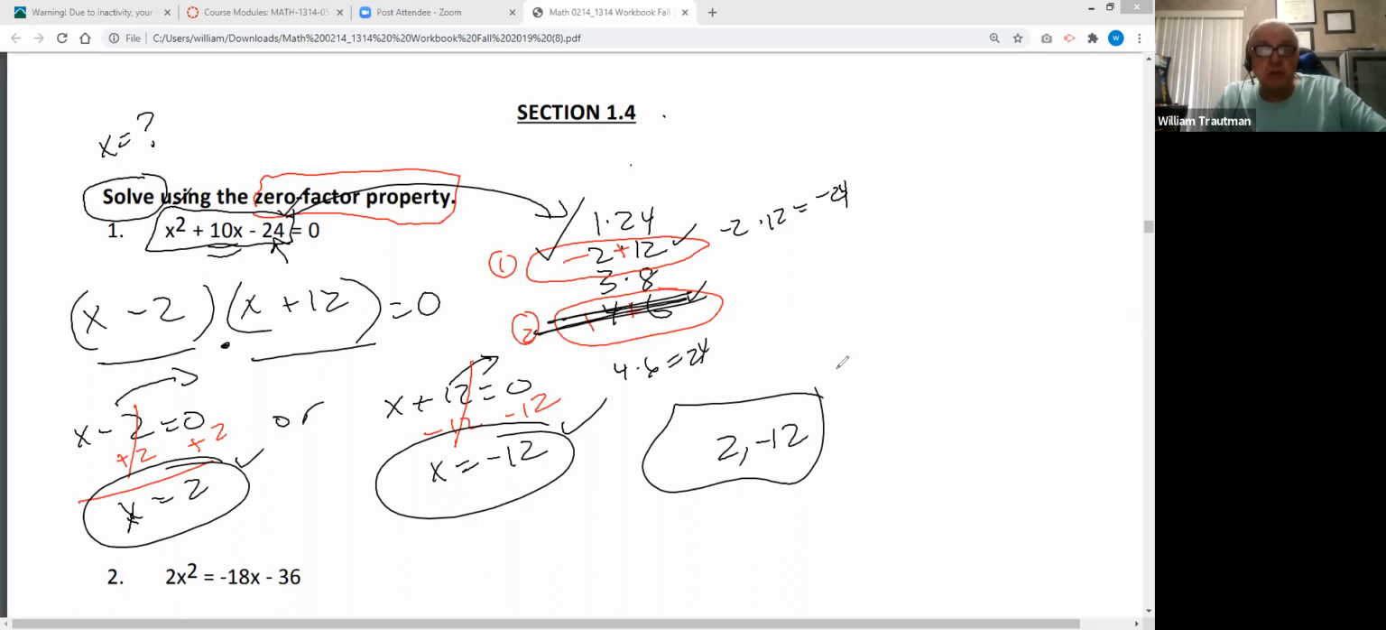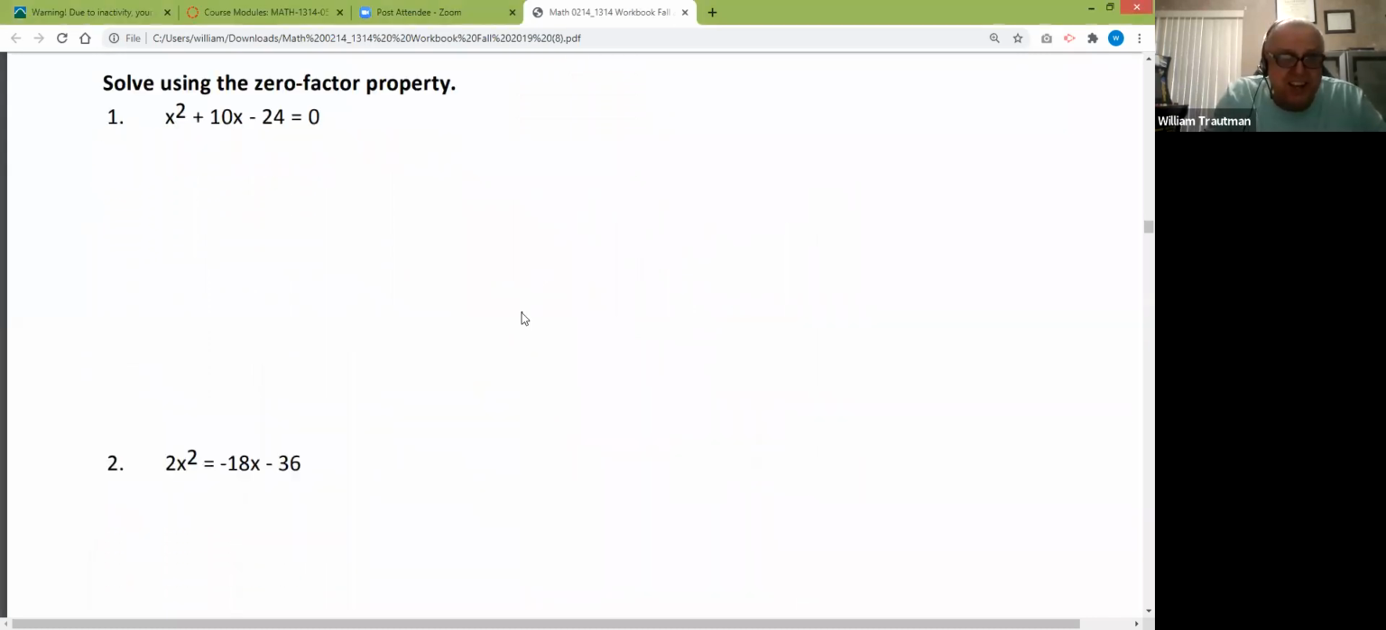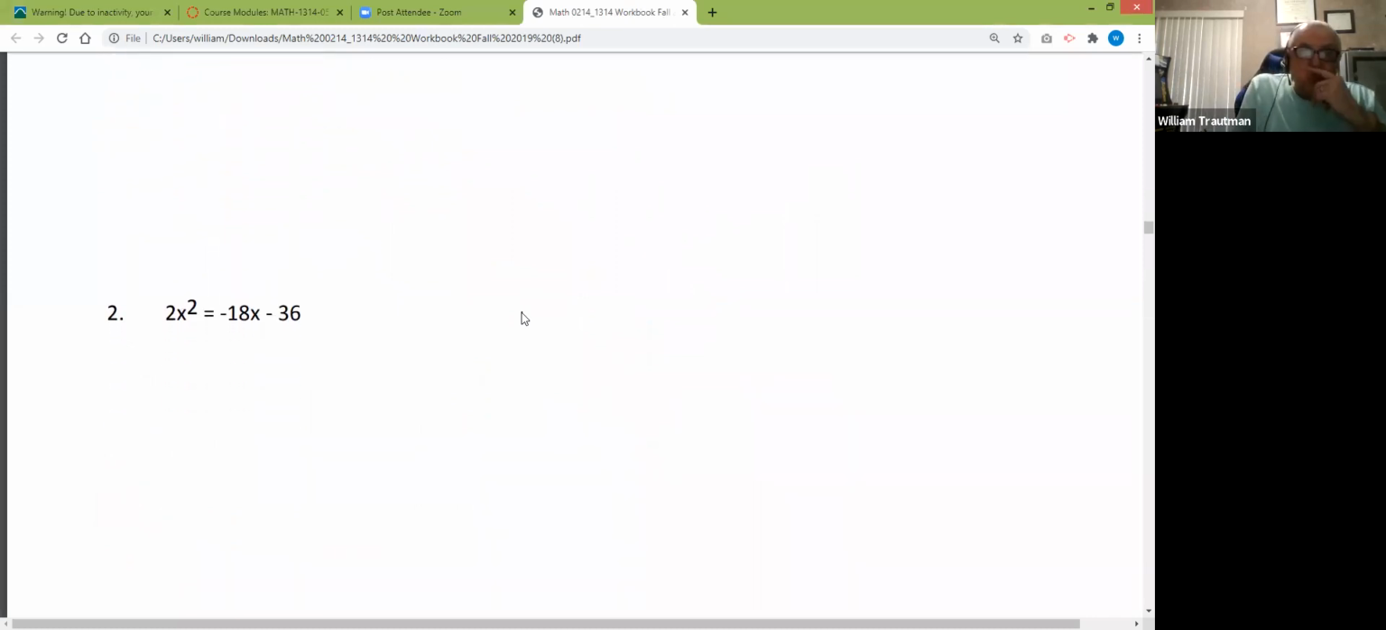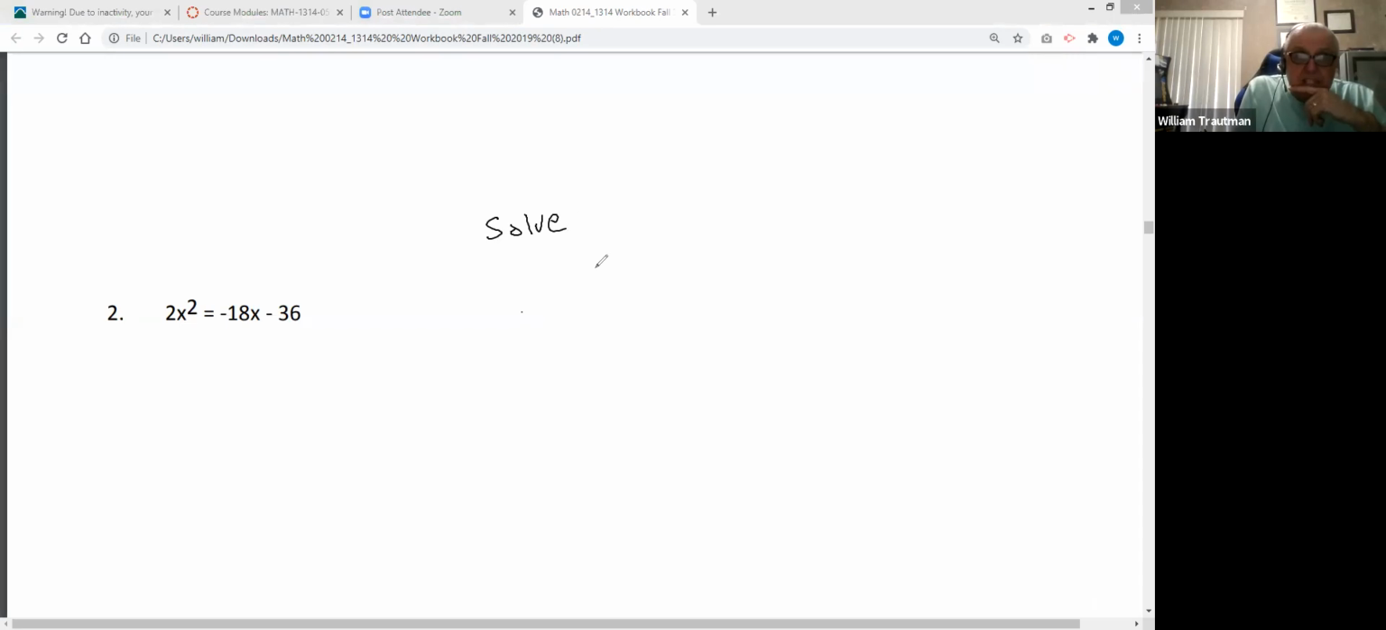We're going to factor, then set each parentheses equal to 0 and solve for x. We might want to write this down now because number 2 looks different than number 1. This is solving. Remember, solving means tell me what x equals.